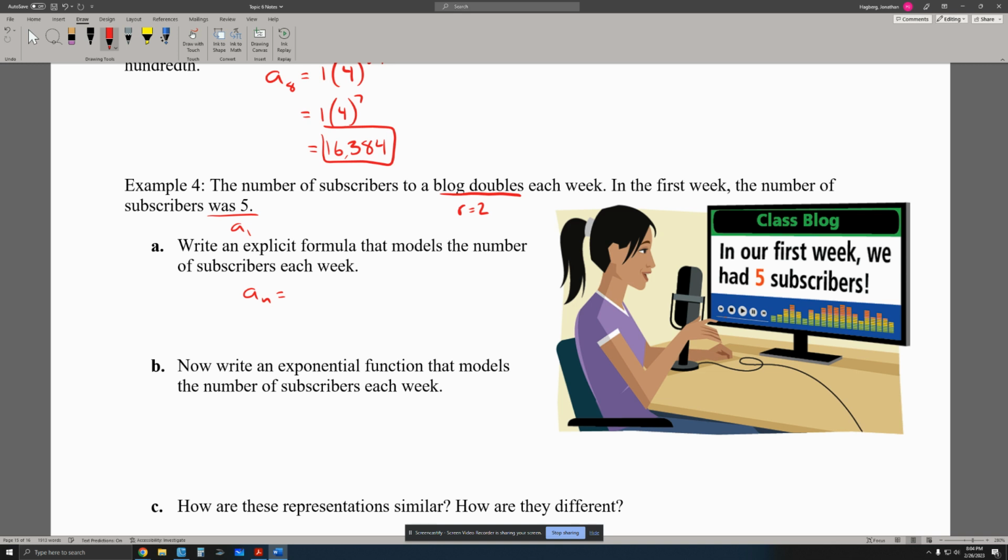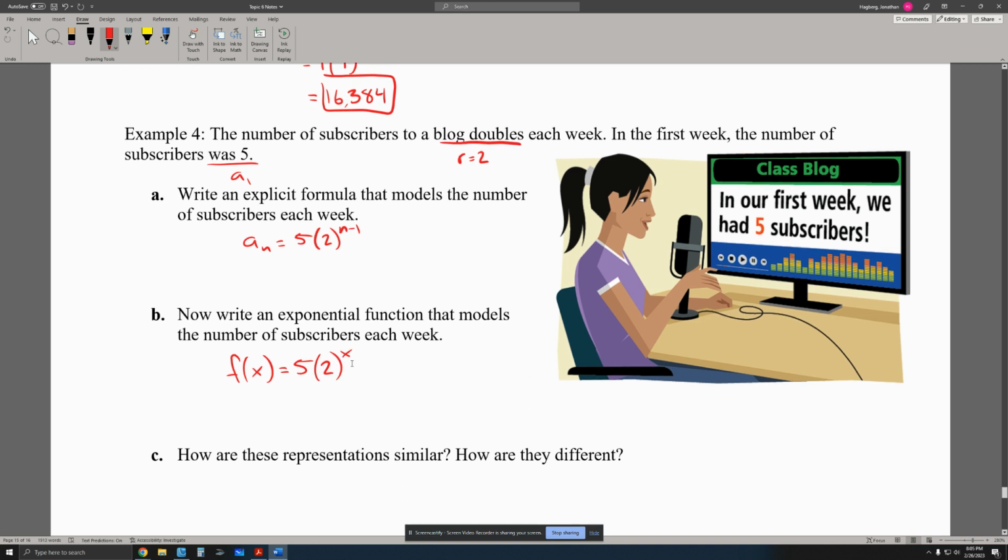A sub n is equal to a sub 1, which is 5, times the common ratio, 2, to the n minus 1. So if I wanted to write an exponential formula that's going to model the number of subscribers each week, this would be modeled as f of x is equal to 5 times 2 to the x, where the initial value is 5 and the growth factor, or the constant ratio, is 2.